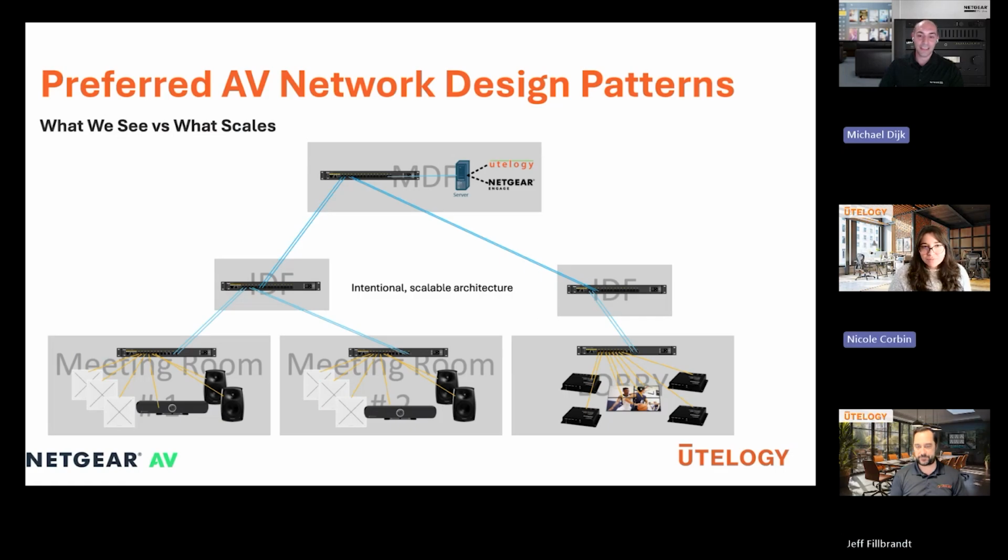Yeah, so here we see really a desirable network where we have an MDF on top, a core switch, our IDFs, and then a distribution switch in each meeting room and our endpoints, right? This is how we would like to see it. Sometimes this is not always how we see it and how it's done.